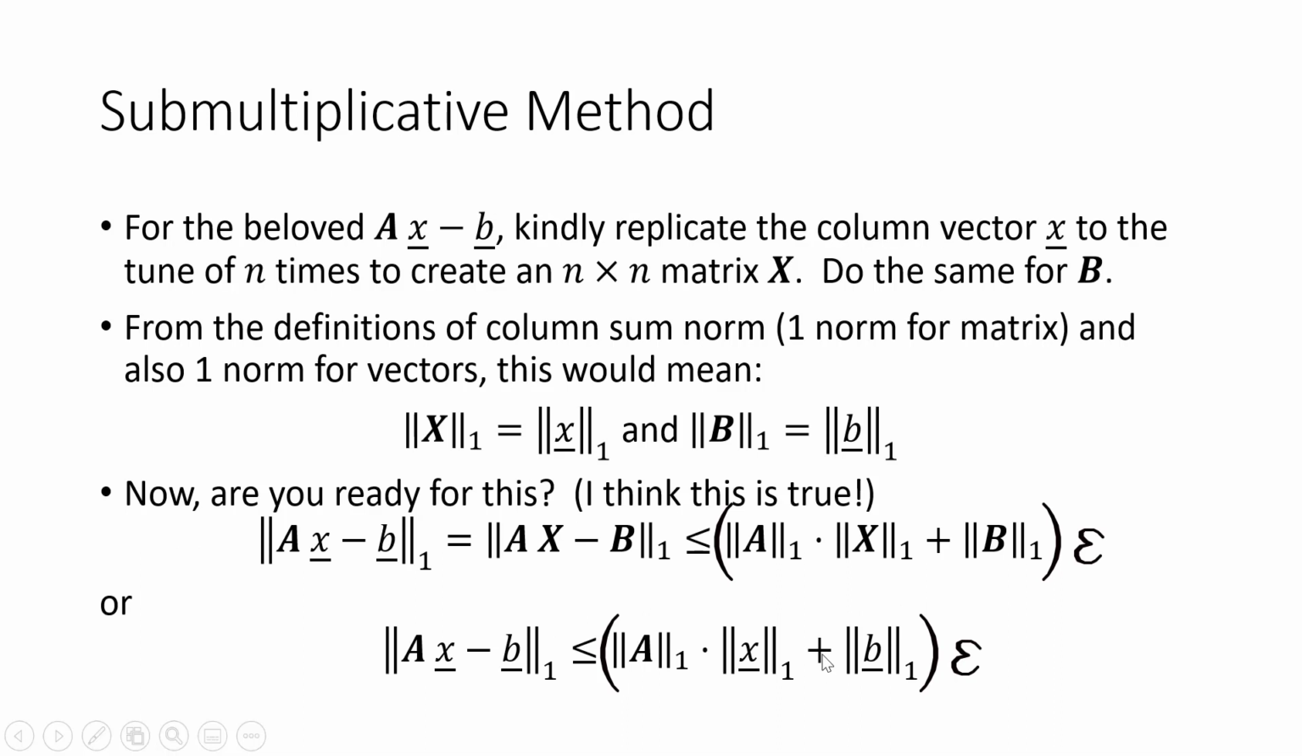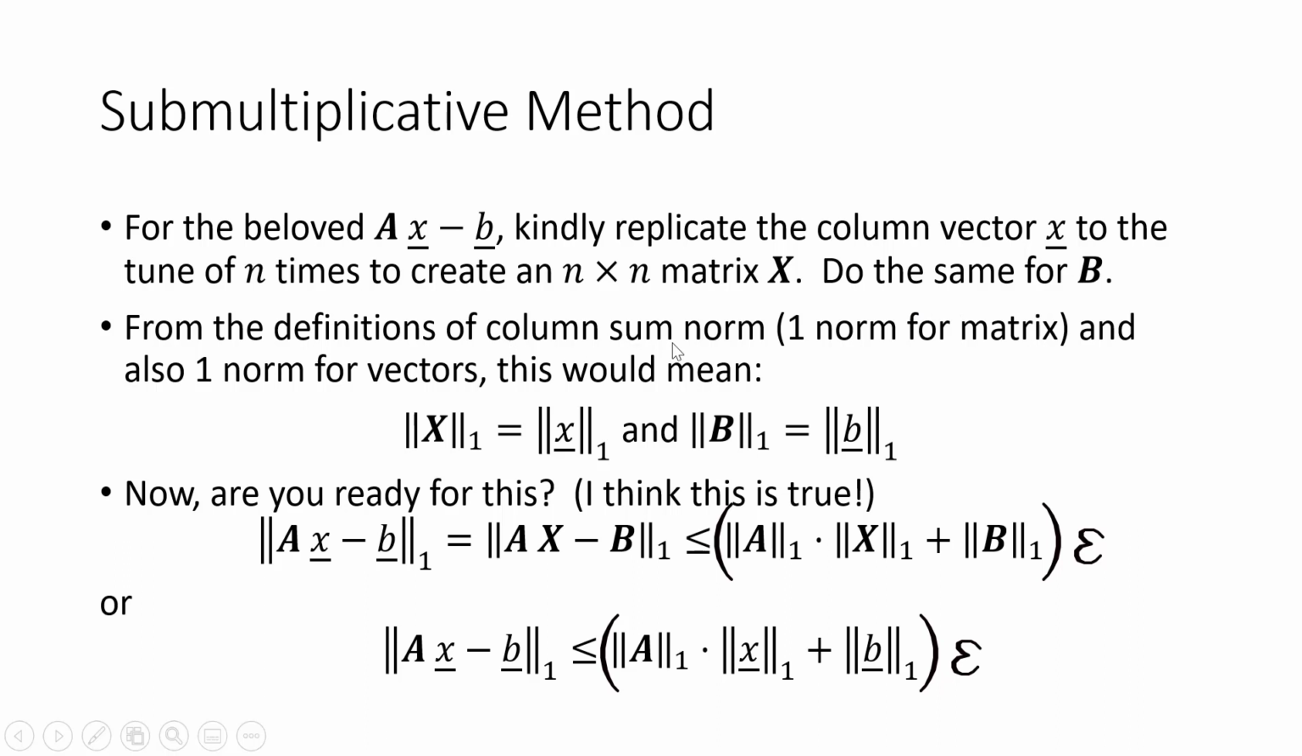So, what is the submultiplicative method I've been talking about? We're bringing back in that beloved Ax minus b, and what I'd like for you to do is kindly replicate this x vector, take that column and replicate it n times so that we create this n by n matrix X, okay? And do the same for the column vector b. Replicate it n times and we'll have an n by n B. It's just the columns are repeated in there.